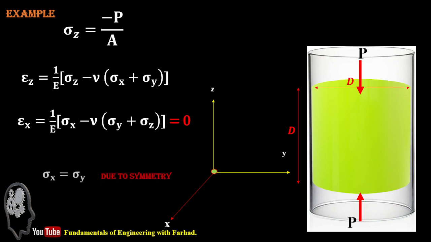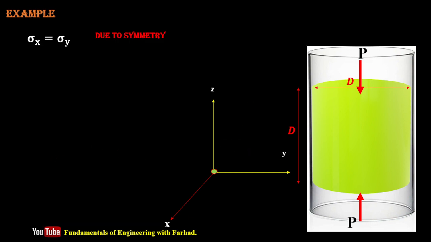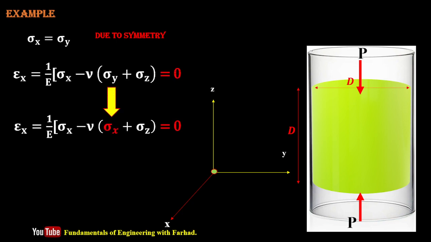So in that sense, and because of the symmetry of x and y for the cylindrical shape, if you keep that in mind, for epsilon x you can replace sigma y by sigma x in the equation. And if you do so and make it a bit cleaner, sigma x minus nu times sigma x minus nu times negative P over A is equal to 0. This part, 1 over E, cannot be 0, so the other part should be 0.